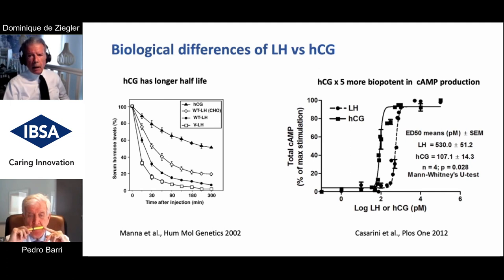Now, because of that too, in terms of cAMP production in the granulosa cell, you see that there is a marked increase with hCG versus LH in the amount produced, by an order of magnitude.